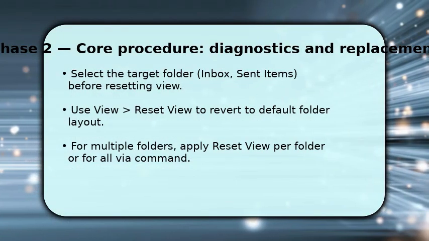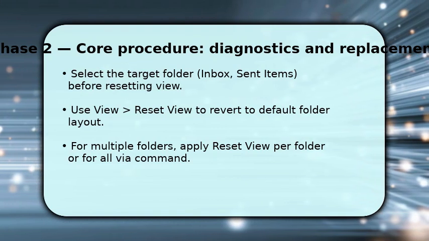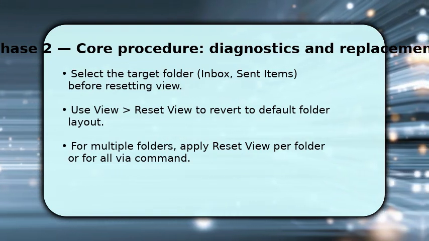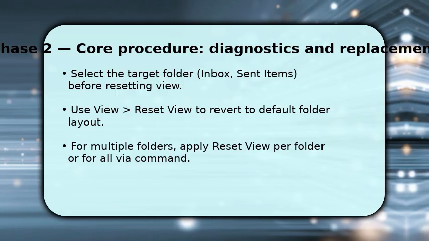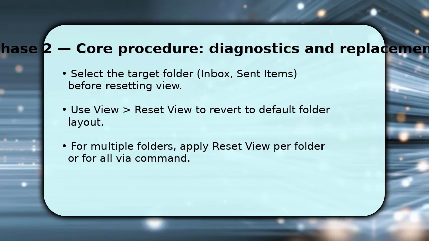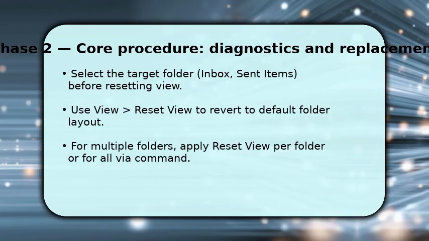Now you reset the folder view itself. Select the folder whose layout is wrong, inbox, sent items, or a custom folder, because Reset View only affects the selected folder. Then choose View, Reset View, confirm to revert columns, sorting, and reading pane positions.